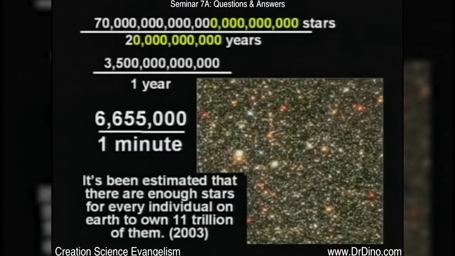The last estimate by the Hubble telescope was that there are 70 sextillion stars. 70 sextillion. They say the universe is 20 billion years old. Well, you can do the math. That means 6.5 million stars would have to form every minute. We'd have to have 6.5 million stars forming every minute for 20 billion years to make the stars that we know about. It doesn't count the ones we don't know about because we can't see them yet. Who knows how many stars are out there?